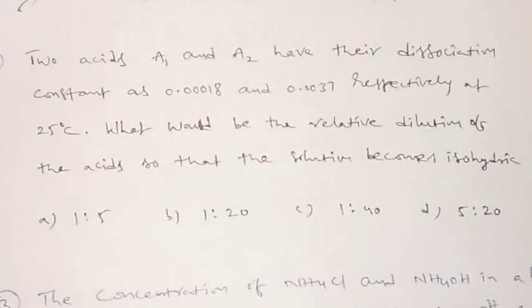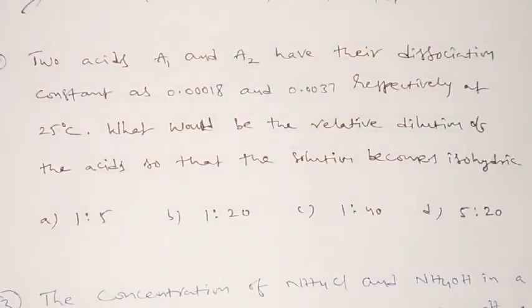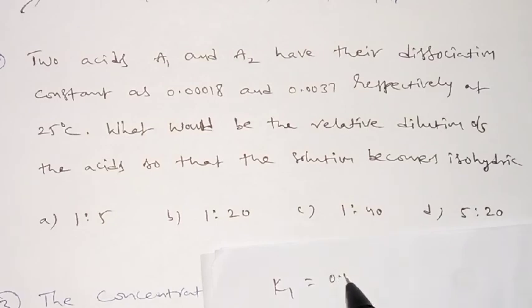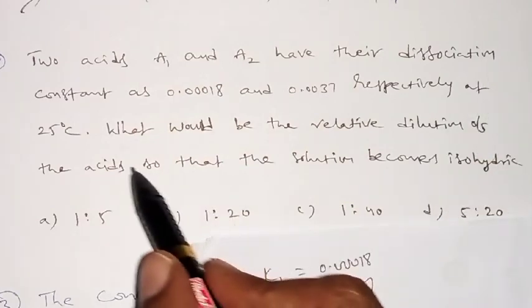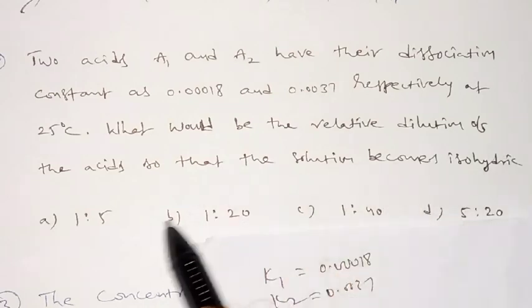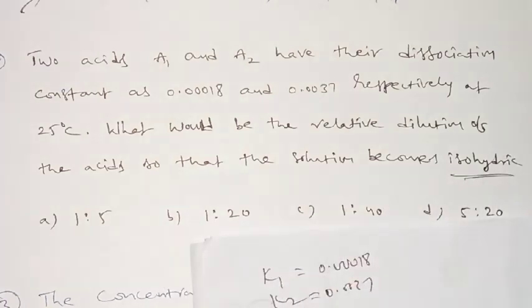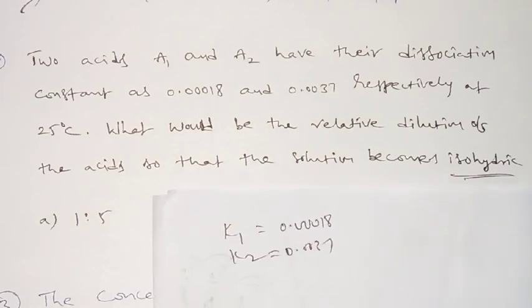This is one of the important expected models, because here one new term is also there. Two acids A1 and A2 have their dissociation constants, that means K1 equals 0.00018 and K2 equals 0.0037 respectively at 25 degrees centigrade. What would be the relative dilution of the acids so that the solution becomes isohydric? See there, isohydric. This is the new term actually.